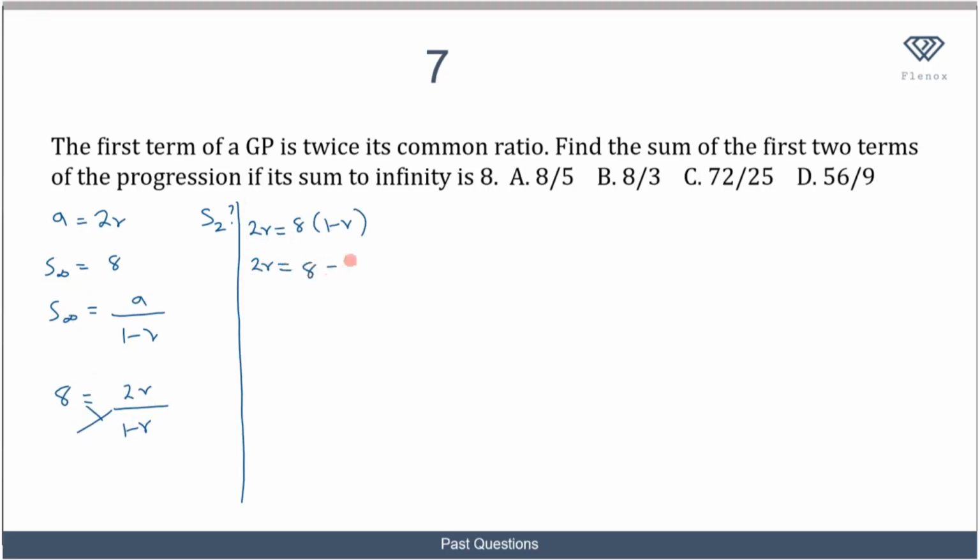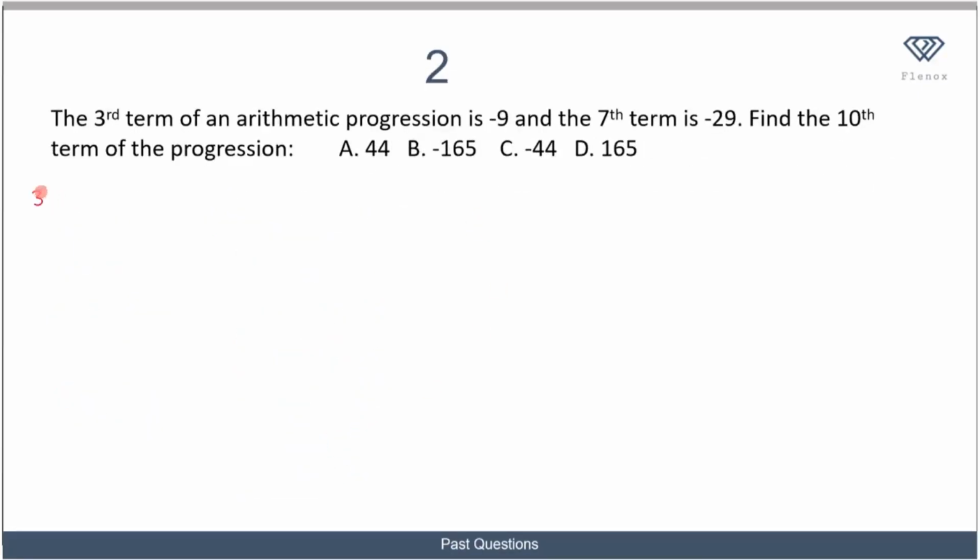We are told that the third term of an arithmetic progression is minus 9. We know that we can write the third term of an AP as a plus 2d equals minus 9. And we are told the seventh term, which we can write as a plus 6d, is equal to minus 29. Now we are told to find the 10th term of the progression.